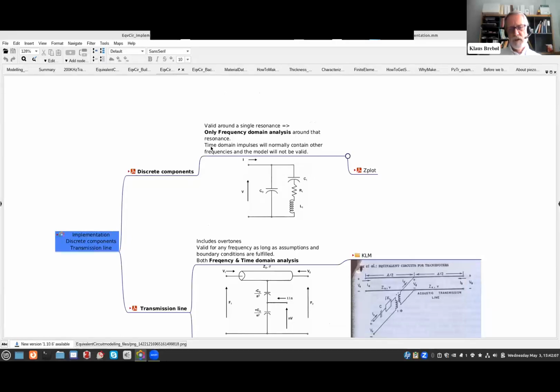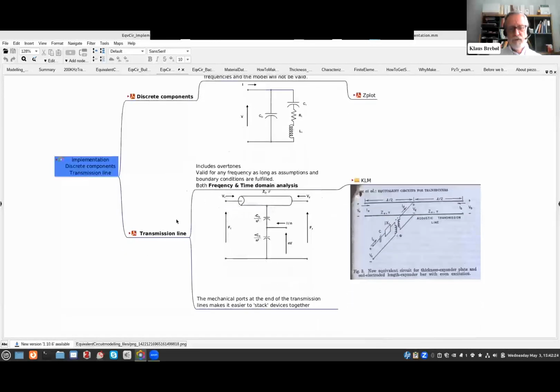Therefore, you cannot use it for time domain impulses either, because impulses normally contain not just one frequency, but a whole spectrum of frequencies, and most likely outside what can be dealt with by this model. If you instead use the transmission line model, the resonator here will not only give you the fundamental resonance, but also the overtones. And therefore, it will deal correctly with not only the frequency signals, but also with the impulses in the time domain analysis.